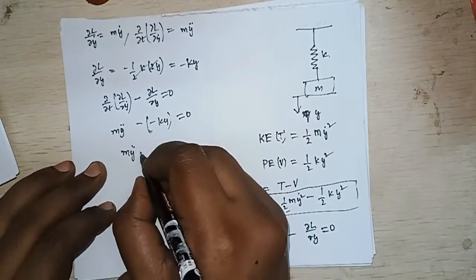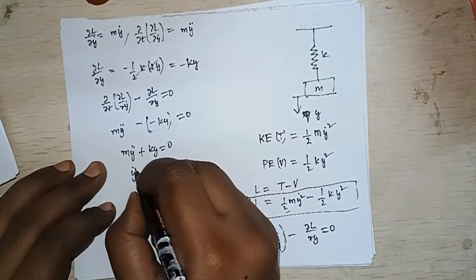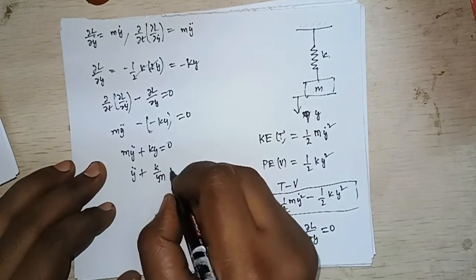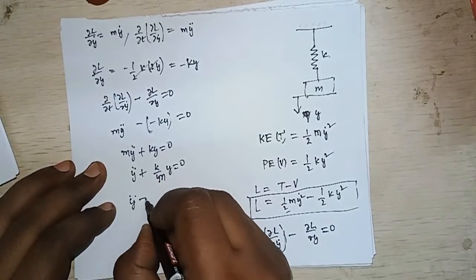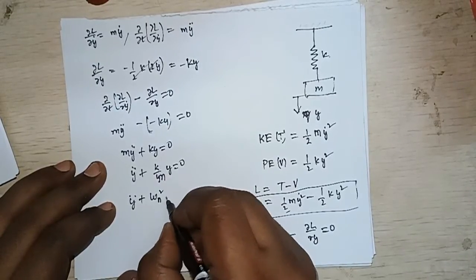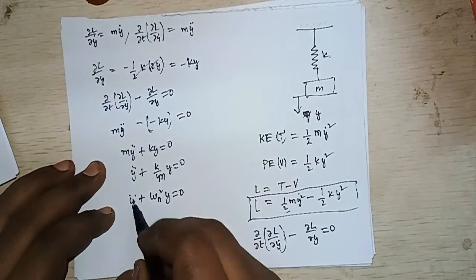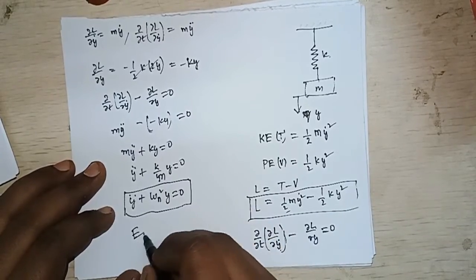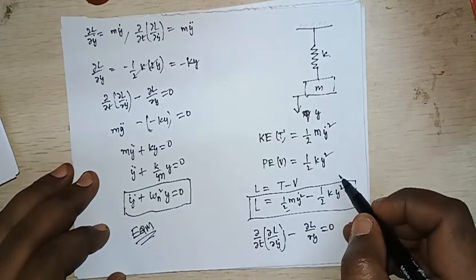m y double dot plus ky is equal to 0. Dividing this entire equation by m, you get y double dot plus k by m y is equal to 0, that is, y double dot plus omega n square y is equal to 0. That's all. This is the equation of motion for this system.